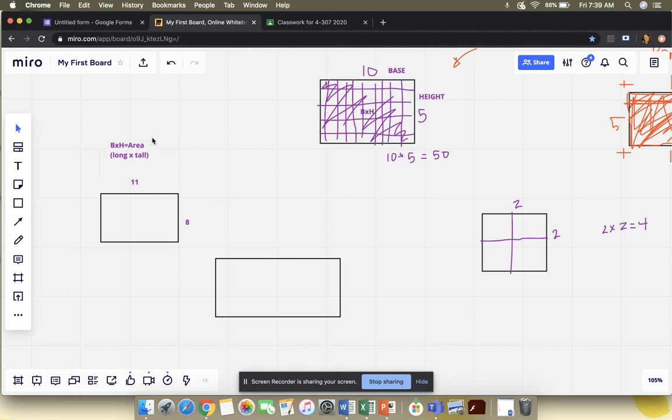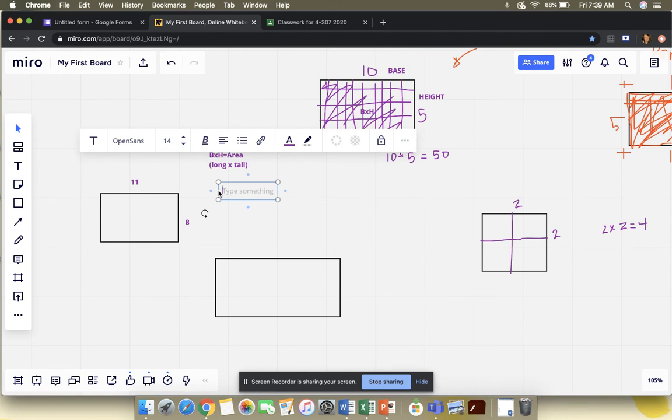And remember, base times height to get area, or long times tall. All right, well, we have 11 is one of our numbers, times 8 is another number, equals, well, 11 times 8 is 88.